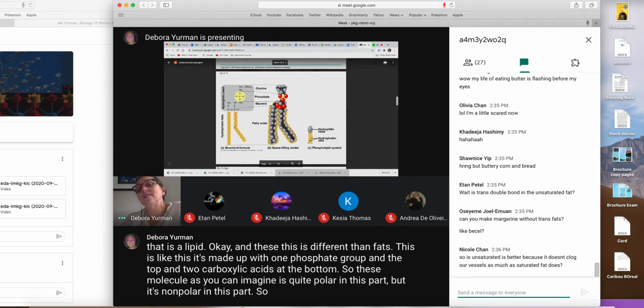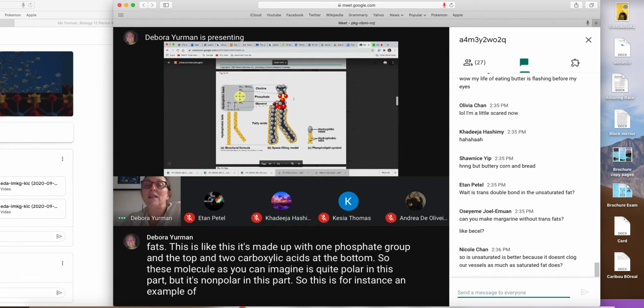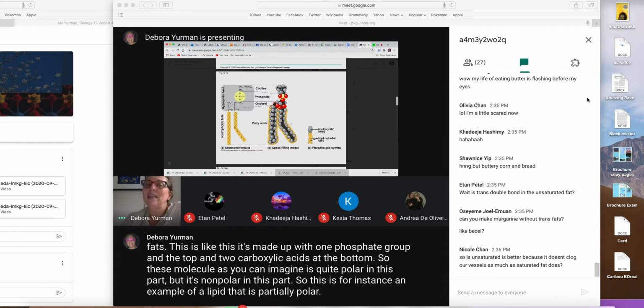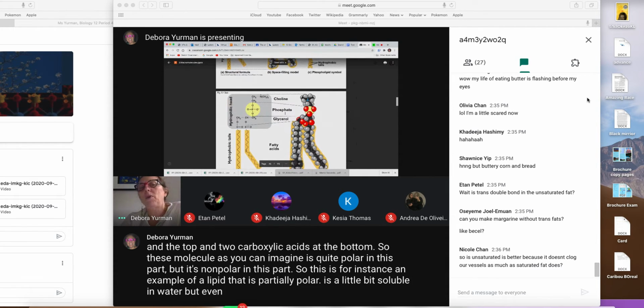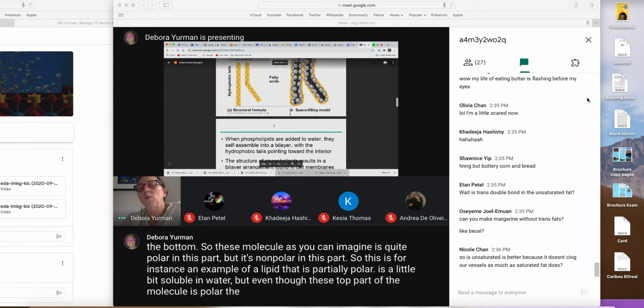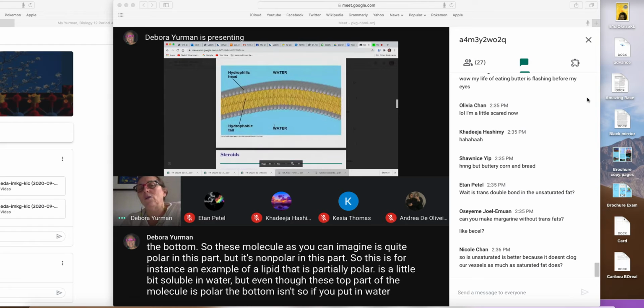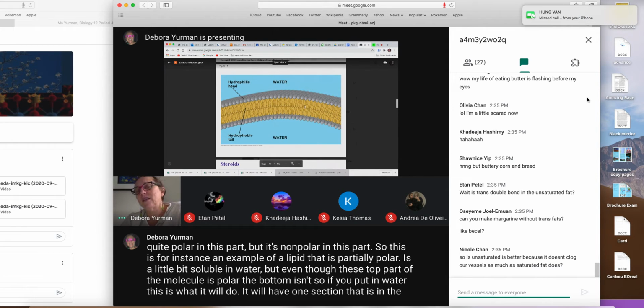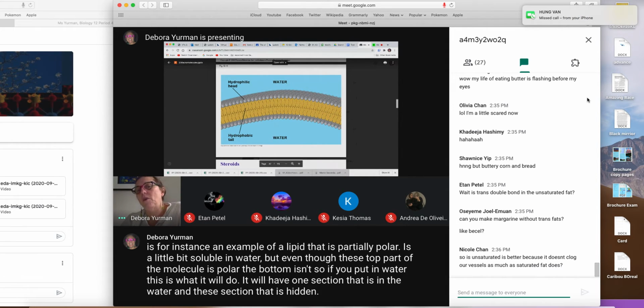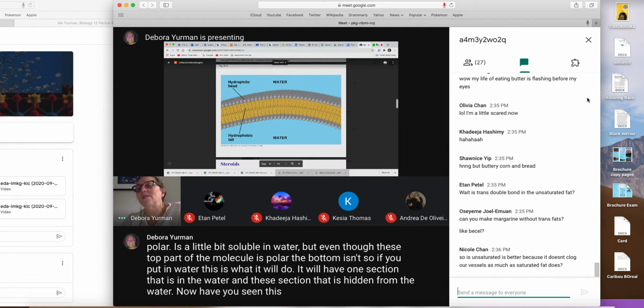So this is, for instance, an example of a lipid that is partially polar. It's a little bit soluble in water, but even though this top part of the molecule is polar, the bottom isn't. So if you put it in water, this is what it will do. It will have one section that is in the water and this section that is hidden from the water. Now, have you seen this before? What do you think that looks like?